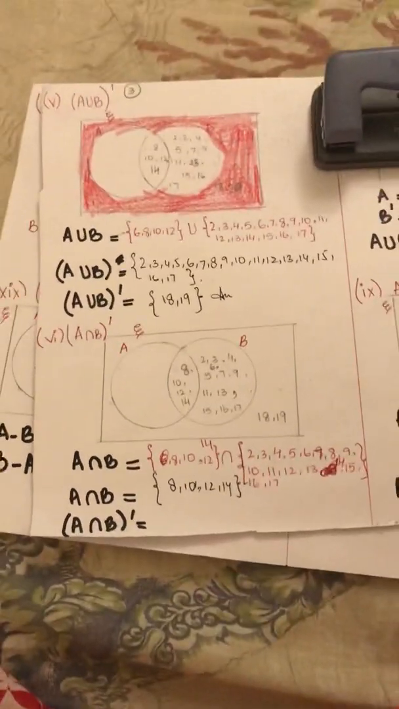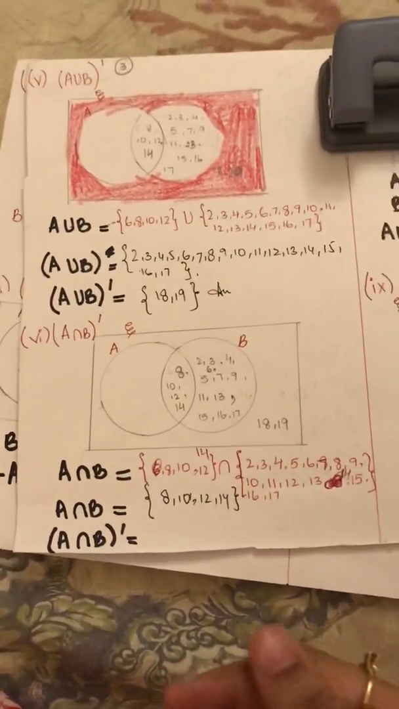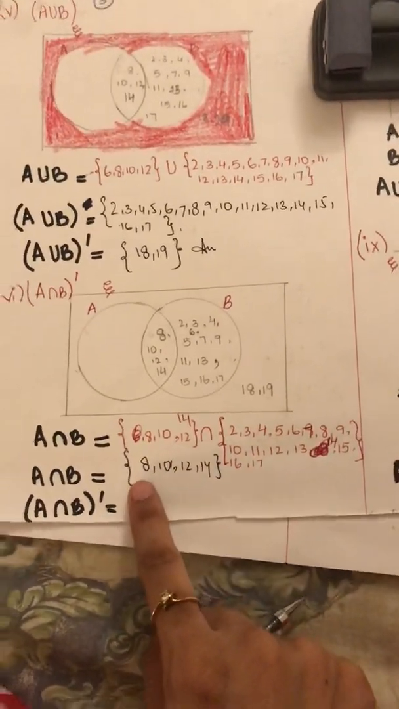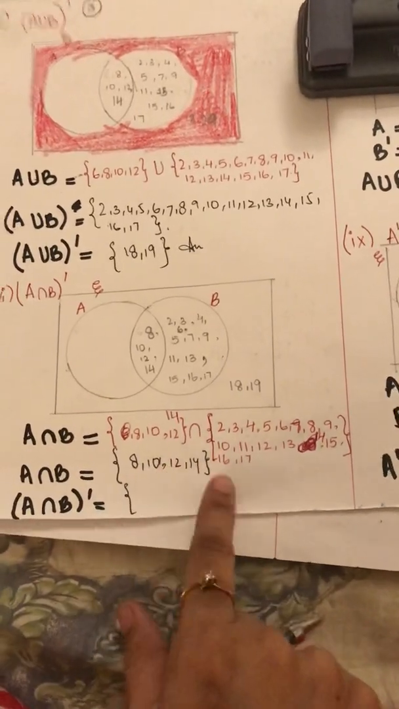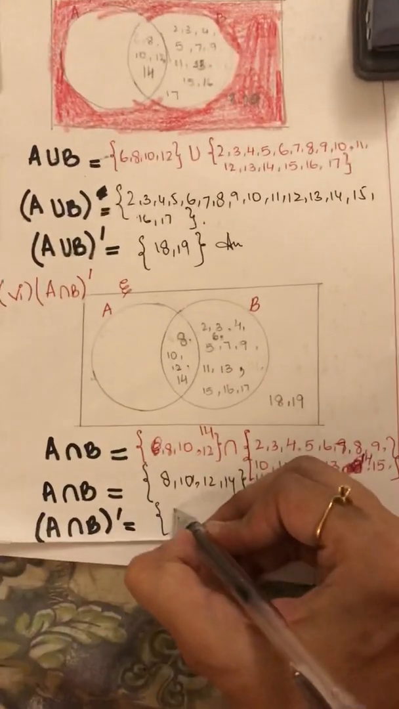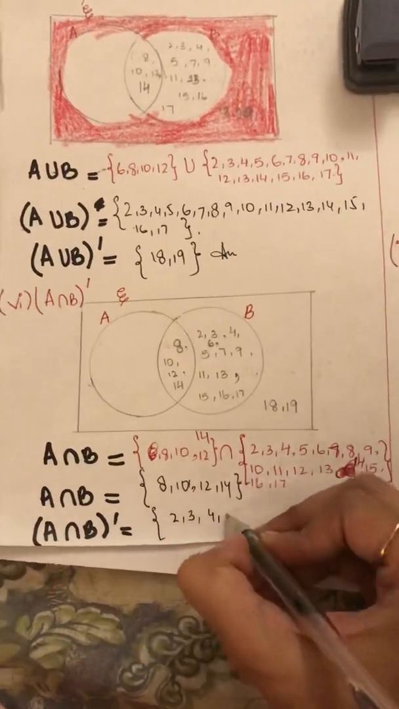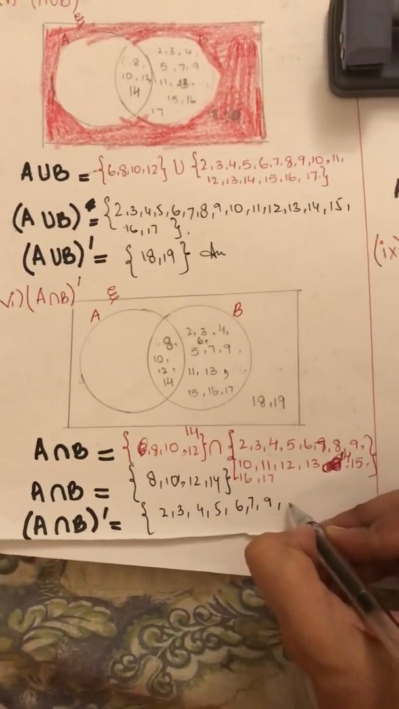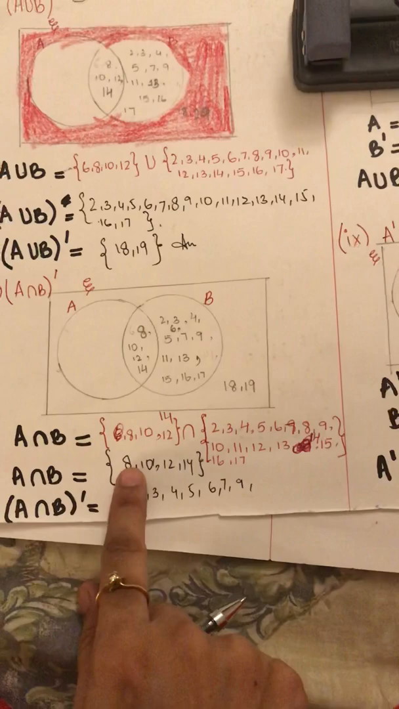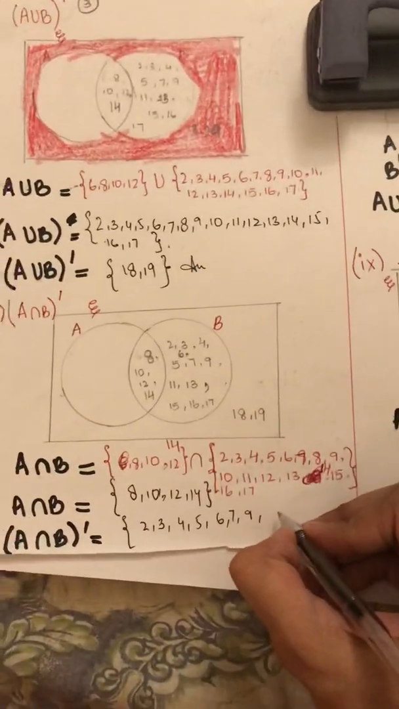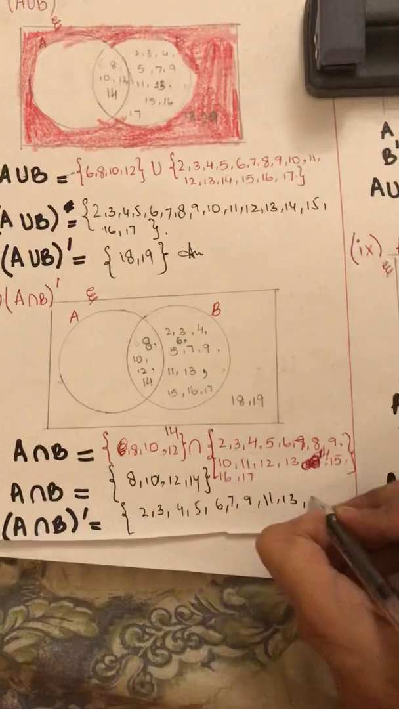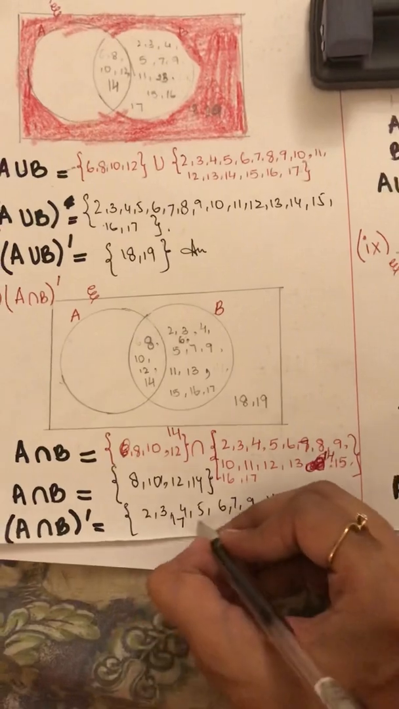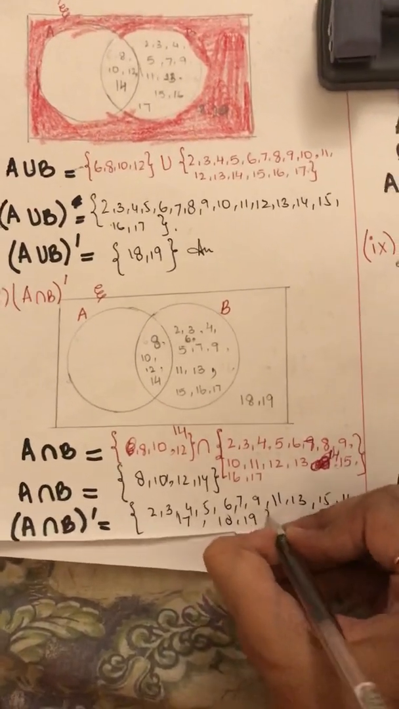Now what is not in it? We are going to write the rest of the elements of the universal set which do not include 8, 10, 12 and 14, which is of course 2, 3, 4, 5, 6, 7, not 8, okay, not 8, because 8 belongs to A intersection B. Then 9, 11, 13, 15, 16, 17, 18 and 19 as well.